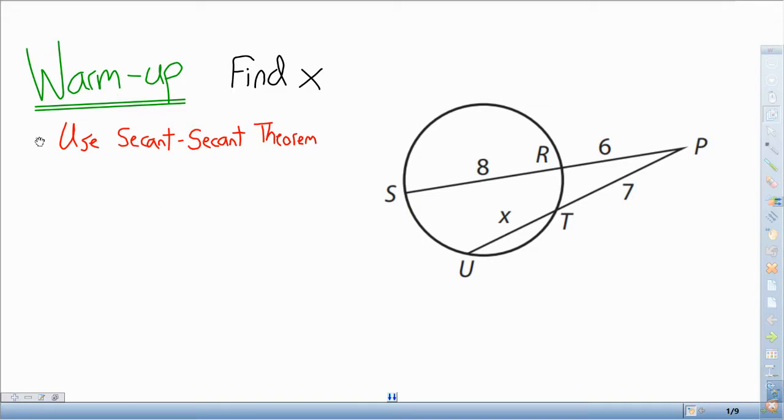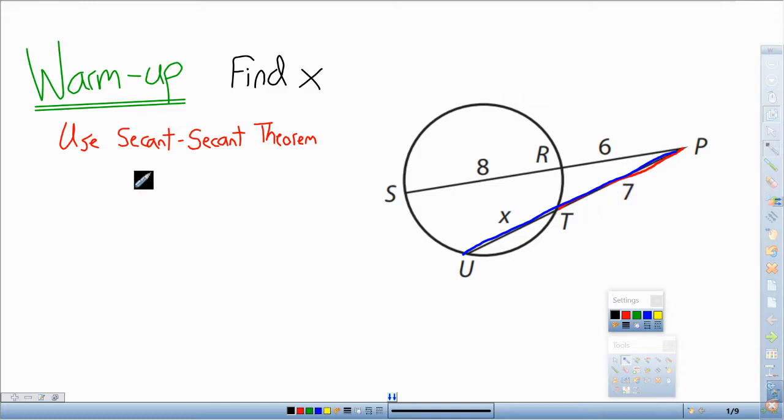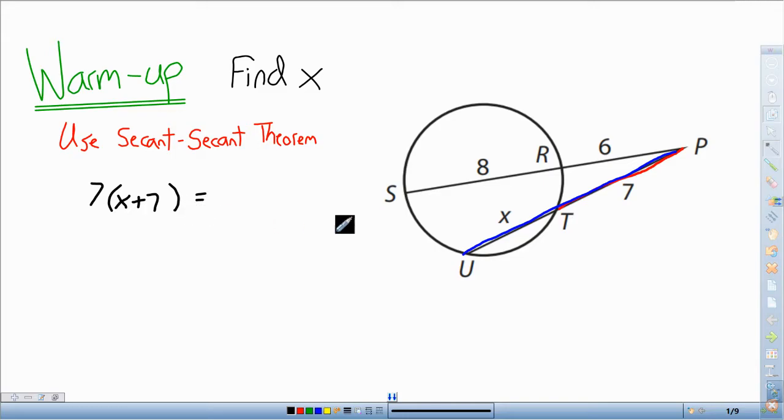All right, so I'm gonna have you guys go ahead and try this out. Just a little reminder, when you go to set up this equation, the idea is that this outer segment times the entire secant line is equal to doing that with the other line. So maybe to get you started here, the outer segment of this one is 7. The entire line is not x, it's x plus 7, right? Okay, so there's my first one, and I can set that equal to doing the same thing with this line. So go ahead and complete the equation and then solve for x.